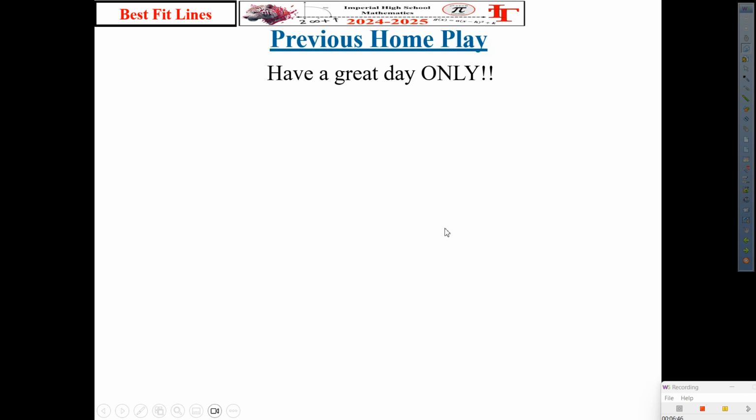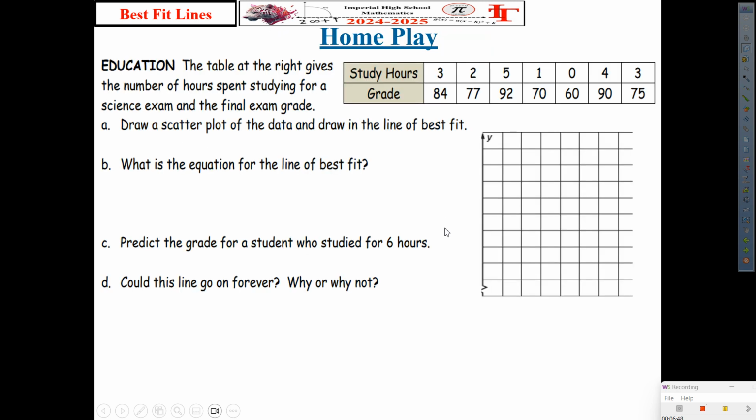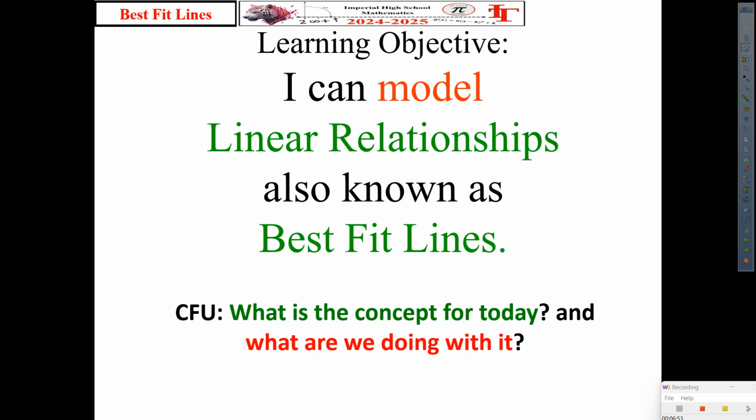Okay? All right. So, with that said, look at your home plate. Let's go. Let's go. Woo.